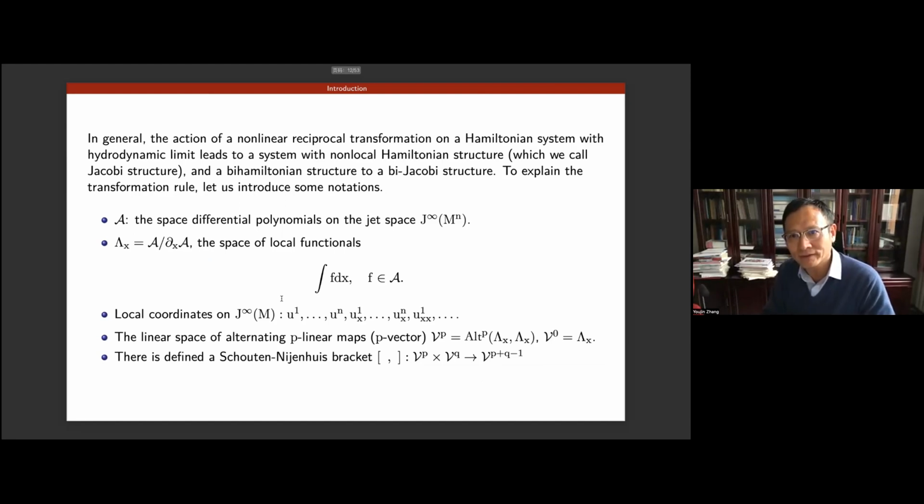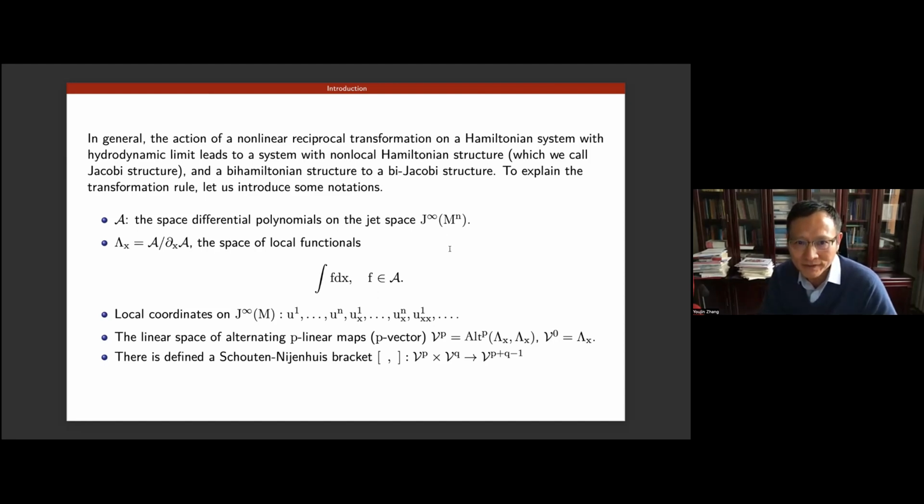And we already know that after such a reciprocal transformation, this kind of bihamiltonian system can also be transformed to a Hamiltonian system, but with non-local Hamiltonian structures. This is a very special non-local Hamiltonian structure. We call them Jacobi structures. And also we can consider bihamiltonian integrable hierarchies. After such a reciprocal transformation, they become a Hamiltonian system, but with non-local bihamiltonian structures again.